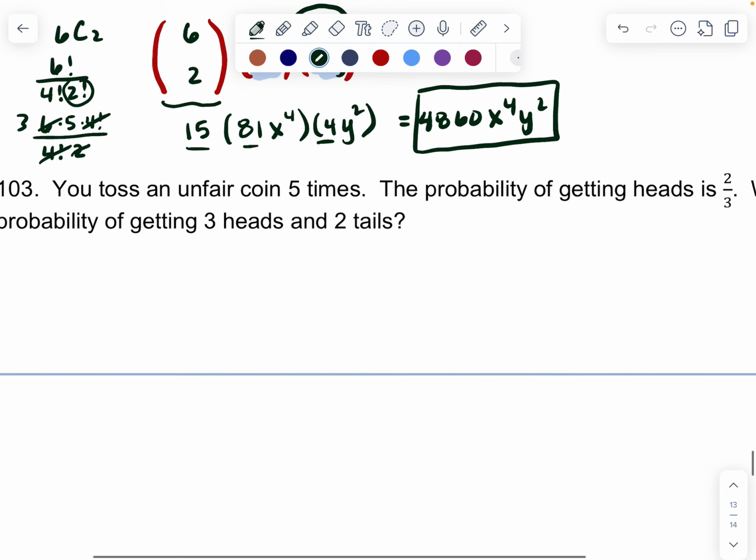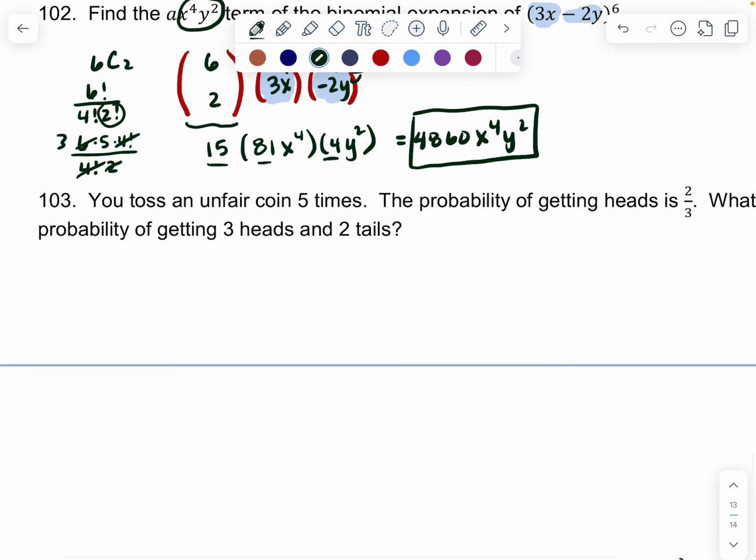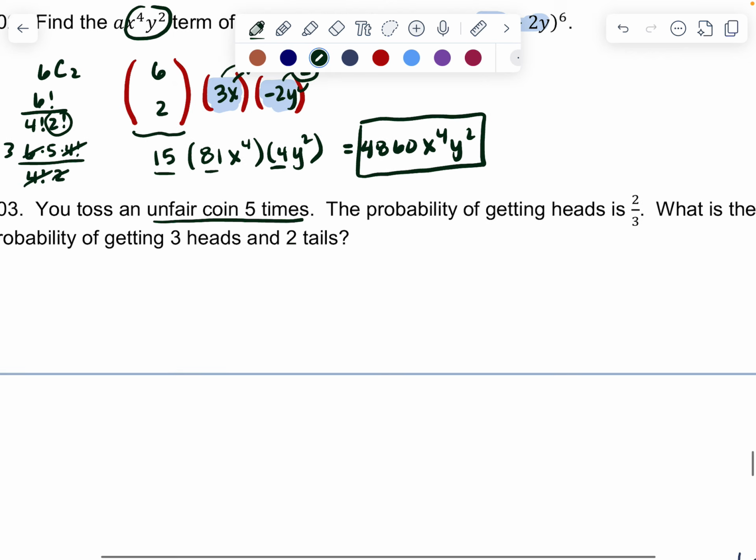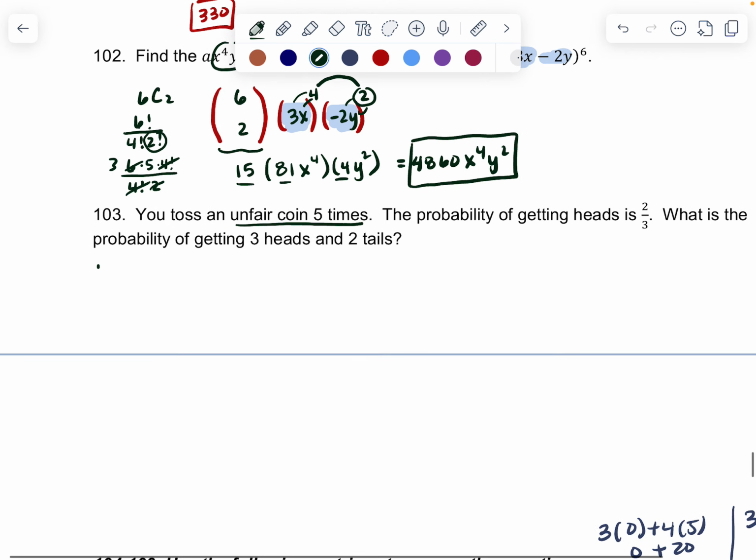You toss an unfair coin 5 times. Okay, so you guys, this is like those repeating probabilities, right? Where you do something multiple times and you only have 2 options. You only have heads or tails. Okay, so look, the probability of getting heads, let's write this out. The probability of getting heads is 2 out of 3, which means that the probability of getting tails is 1 out of 3. It's an unfair coin.